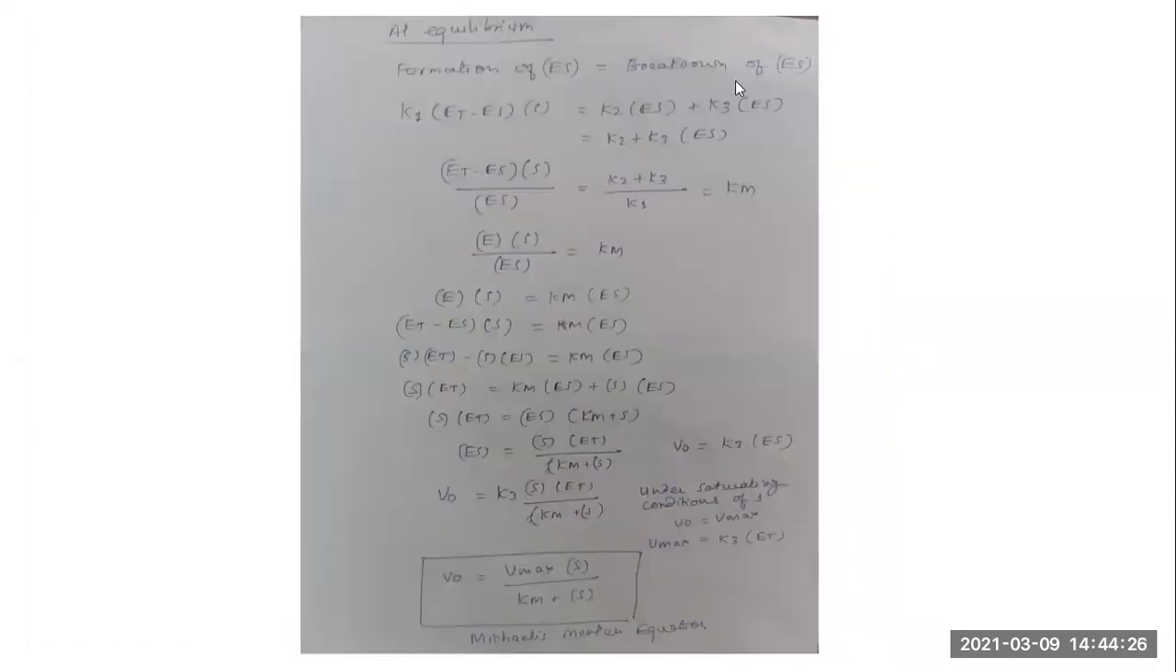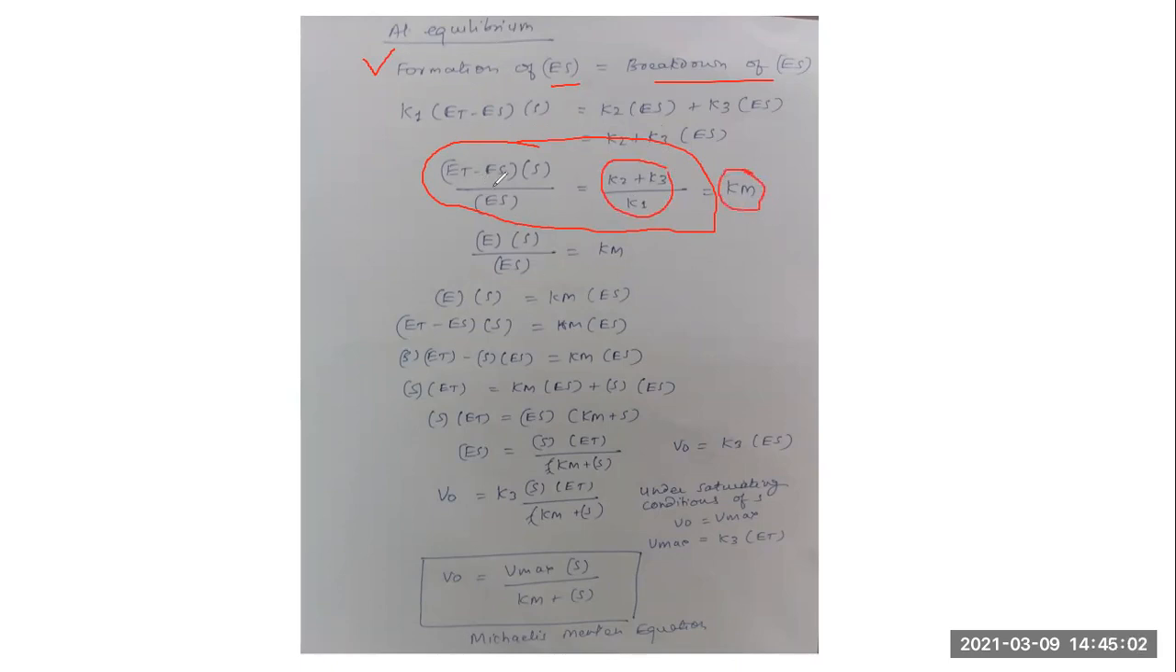So at equilibrium is that stage where the formation of ES is equal to the breakdown. So you can write both these things here like this. So what you will have when you solve this, you get (K-1 + K2 + K3) over K1, and this is equal to what is called as Km. This is what is called as the Michaelis-Menten constant.